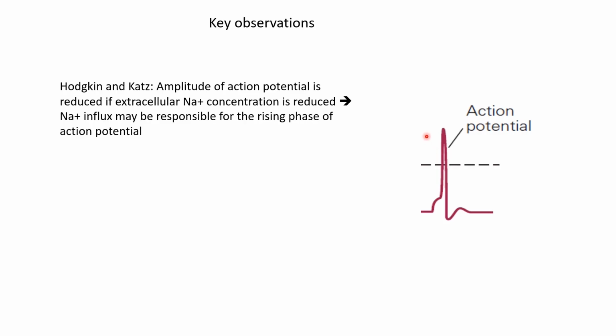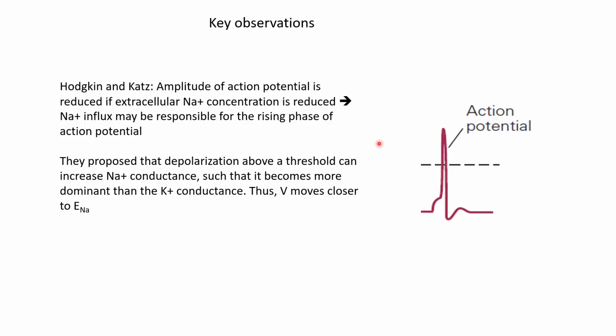So it may be that when sodium ions come in, that causes this increase in the membrane potential during the rising phase in the action potential. Later it was also found that if you have a depolarization that is larger than a threshold, then sodium conductances increase. And therefore, if the sodium conductance becomes larger than potassium conductance, then the membrane potential could go towards the equilibrium potential of sodium, which is generally high, around plus 55 millivolts or so. So that might cause increase in the membrane potential.